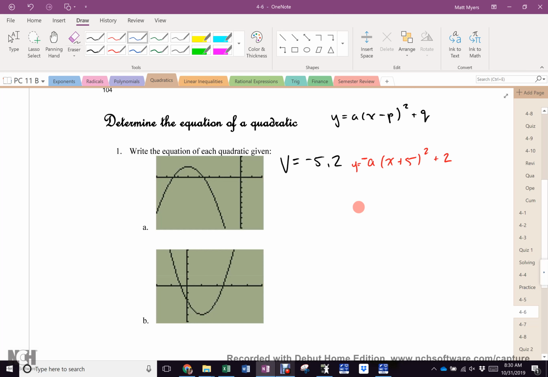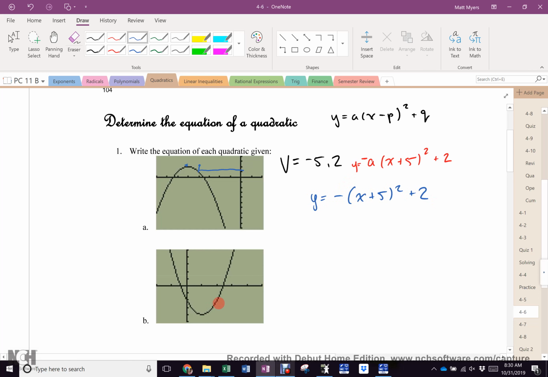Okay, so if we check the y values, could we not know what A is? Well, there's 5, there's 4, there is what? I went over 1 and down 1, yes? So what is the A value? 1. So y equals negative x plus 5 squared plus 2.